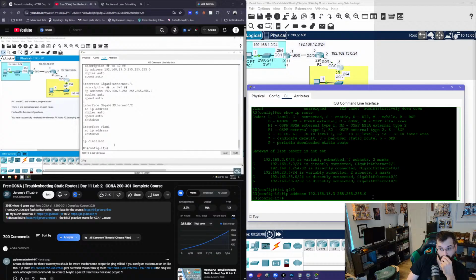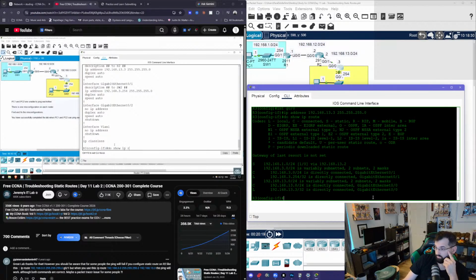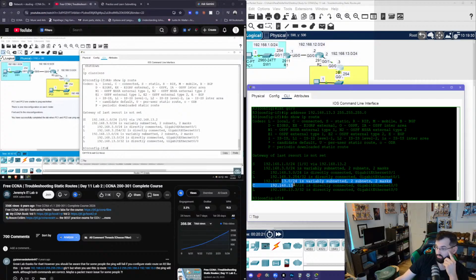Okay, since we are told there is one misconfiguration per router, we don't have to check the routing table, but let's take a quick look anyway. R3 should have a static route to the 192.168.1.0/24 network. Do show ip route. It's fixed. There it is, via 192.168.13.2, which is R2.